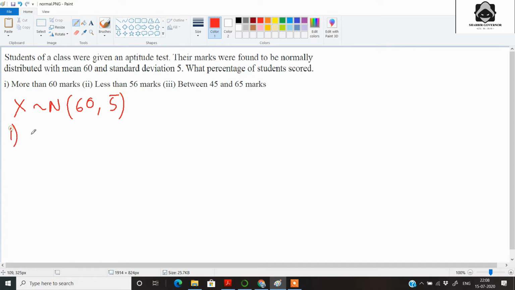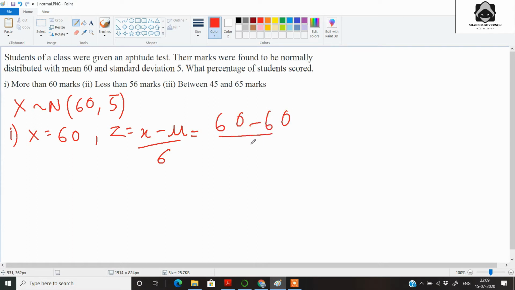First case, x is equal to 60. So first we standardize it. On a standard normal scale, z is equal to x minus mu upon sigma, that is equal to 60 minus 60 upon 5, so that is equal to 0.